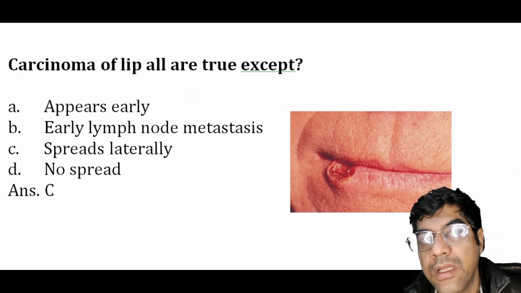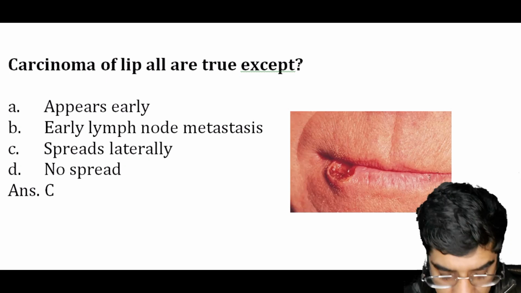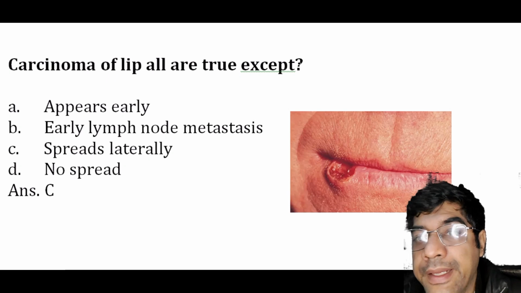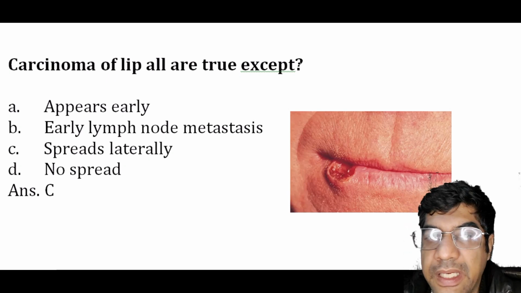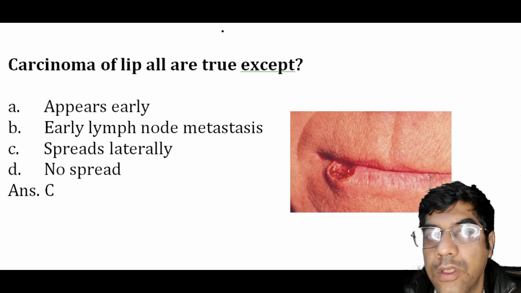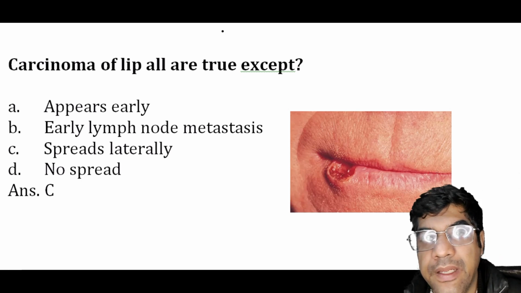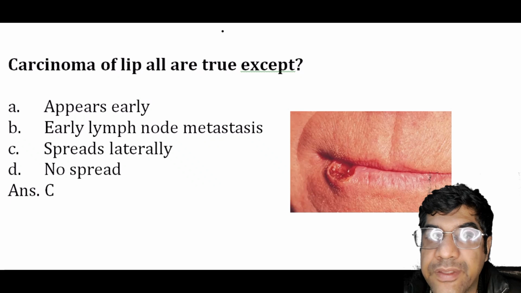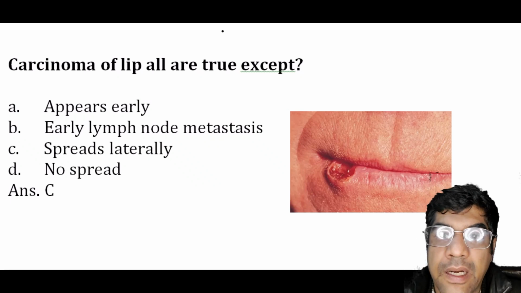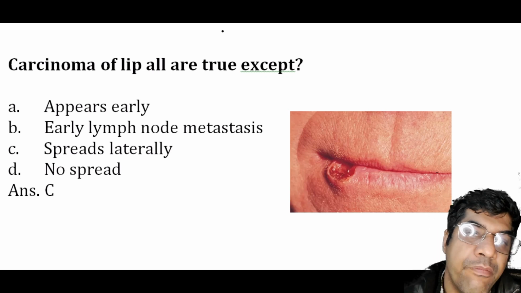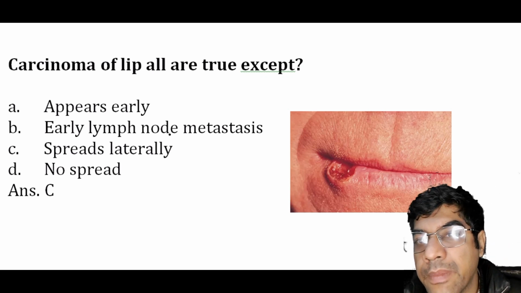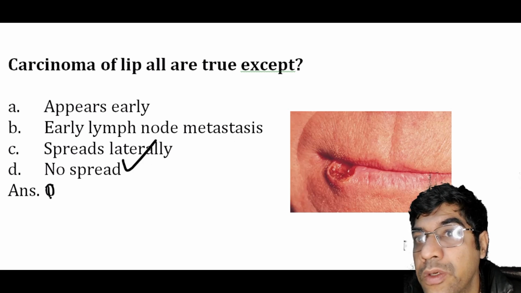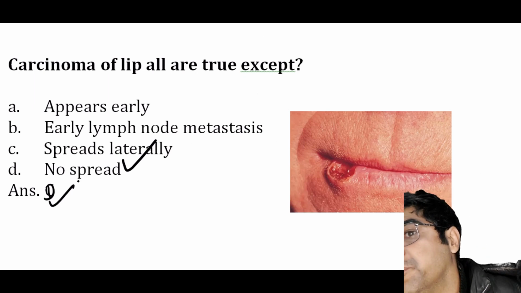Second, the cancer cells from the lip can spread to the nearby lymph nodes early. So lip cancer can spread, especially if not detected and treated early. So the cancer cells from the lip can spread to nearby lymph nodes relatively early. The cancer cells tend to spread sideways or laterally, potentially infiltrating nearby structures like the floor of mouth, mandible and the maxilla. So the answer would be D, that is no spread.